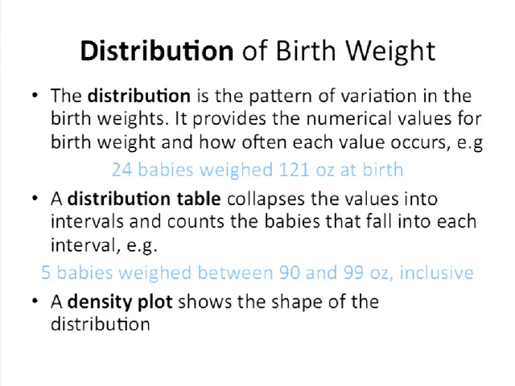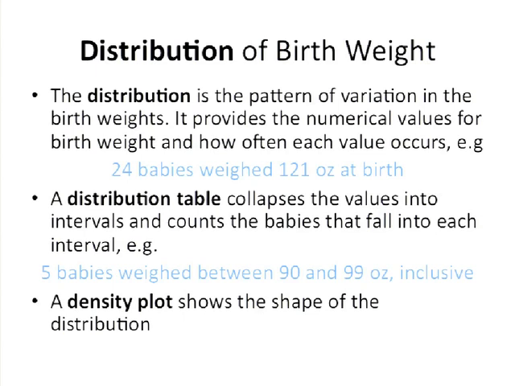So as an example, if we look from 90 to 99 ounces inclusive, that means including 90 and including 99, there are only 5 babies in that category. So a baby that weighs 5 pounds at birth, at 16 ounces to the pound, would be 80 ounces. And so 90 to 99 is a somewhat small baby.